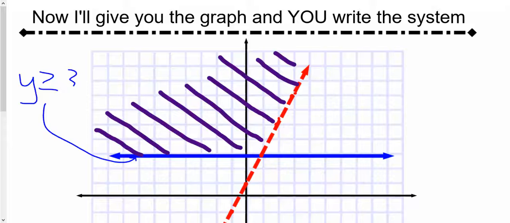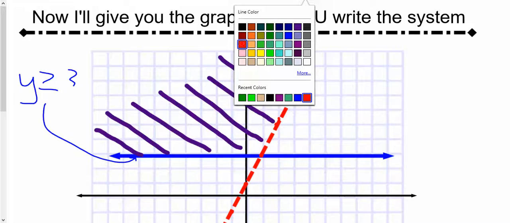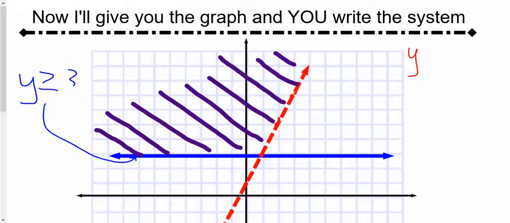And then I'm going to do the red one now. The red one is shading above as well, and it's a dotted line, so I'm going to use greater than. The y-intercept is at 1, so I have a plus 1, and the slope is up 2 over 1. So 2 over 1x, or just 2x. And that would be the system.